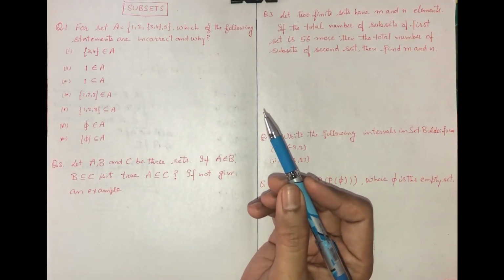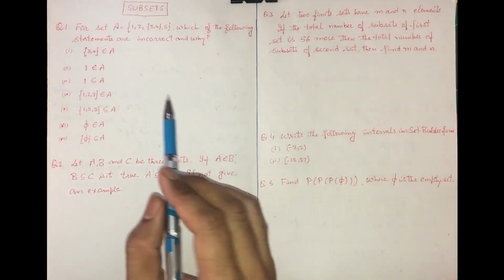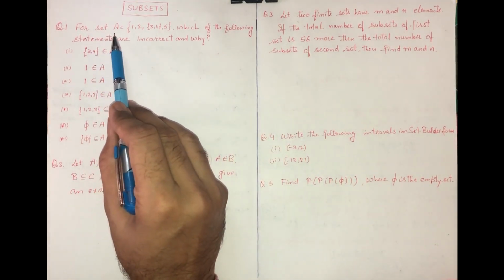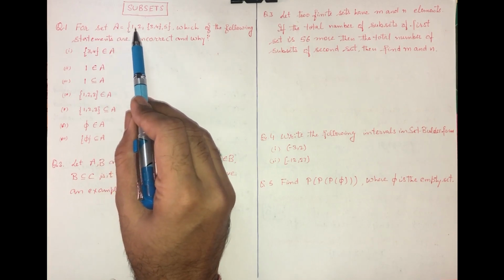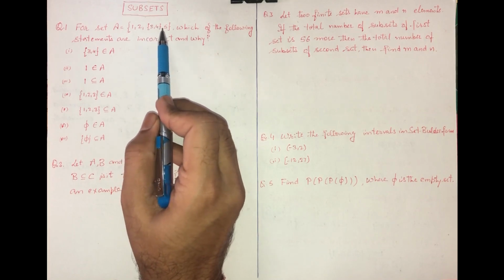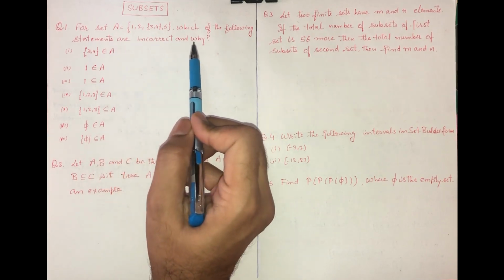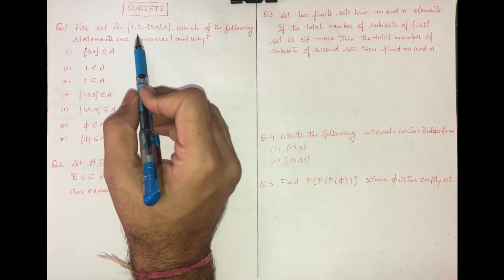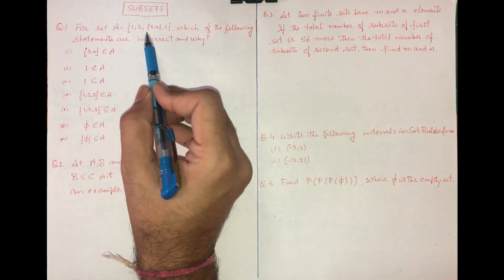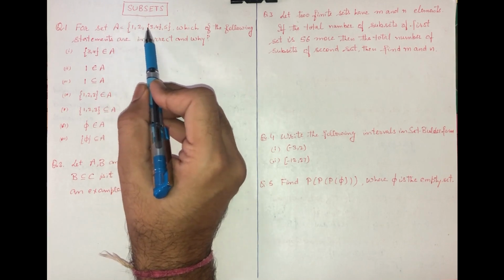After discussing the definition of subsets, now we discuss some numericals based on subsets. Now first question is, for a set capital A is equal to {1, 2, {3, 4}, 5}. Which of the following statements are incorrect and why? Here, first of all, make it clear that all these are members of capital A. They are the elements as well as set.